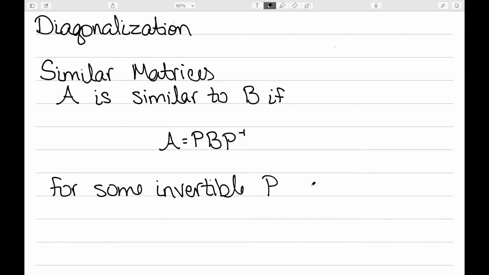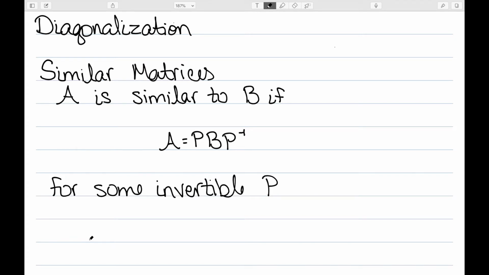In this video, I want to talk about diagonalization of a matrix. And to start with, I need to talk about the idea of similar matrices. If I have two matrices A and B, I say A is similar to B if A is equal to P B P inverse for some invertible matrix P.